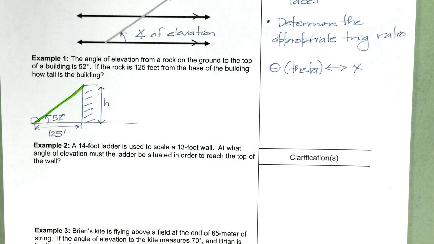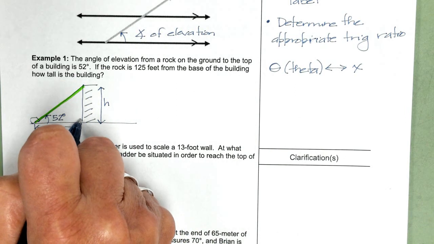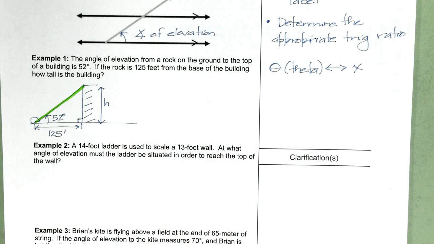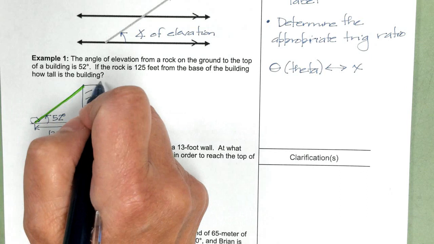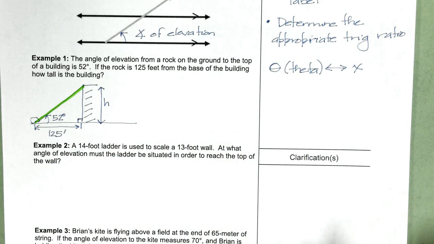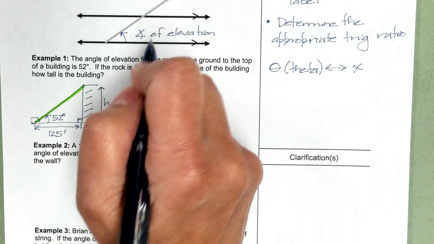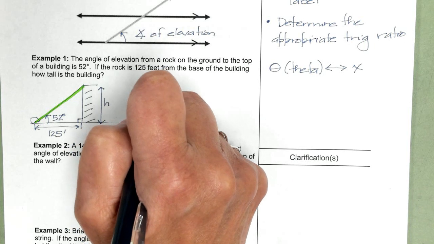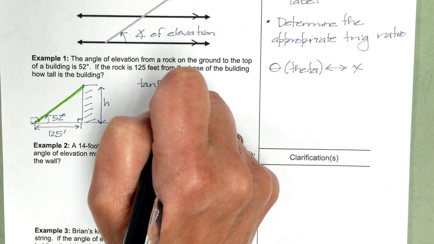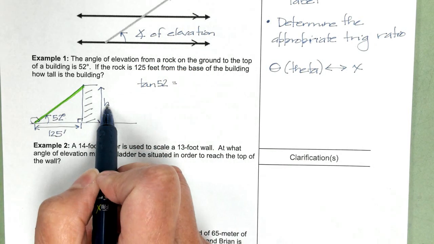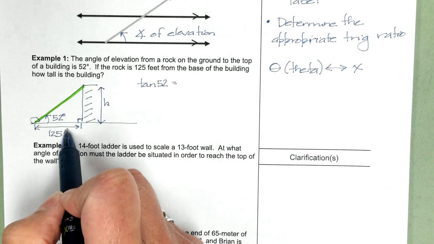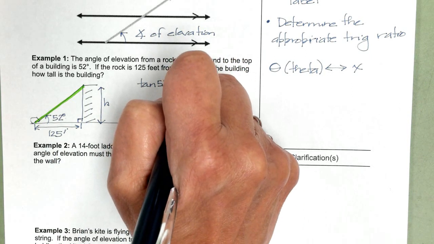Now, I'm going to highlight the hypotenuse. There's a couple of assumptions. We are assuming the building is perpendicular to the ground. Therefore, we have a right triangle. Since we don't have the hypotenuse, we know we're going to be using tangent. So I'm going to go ahead and write tangent 52. And tangent is opposite over adjacent. So it's going to be H over 125.